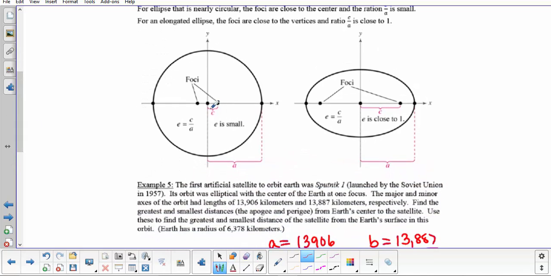So here are two examples. This one is almost a circle, so if we were to do c over a, because c is little and a is big, it's going to be a little number. Over here, c over a, because they're closer together, it's more elongated.